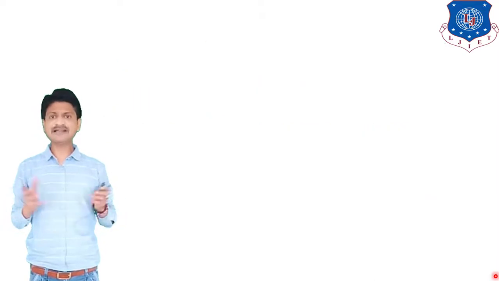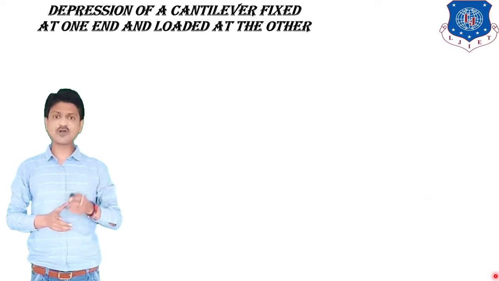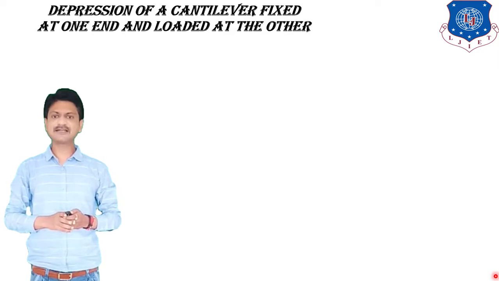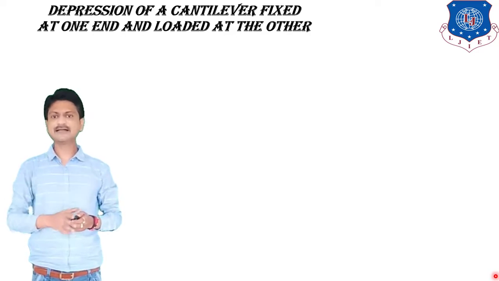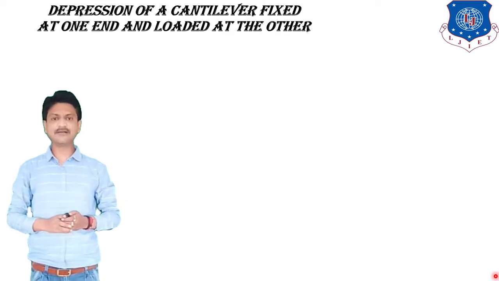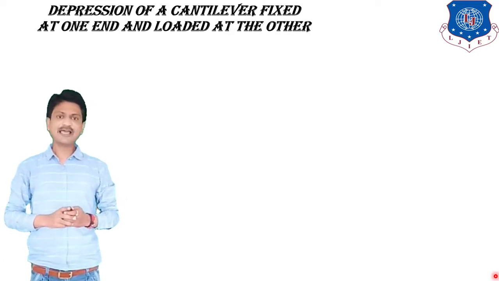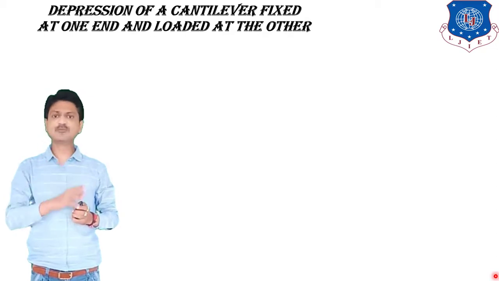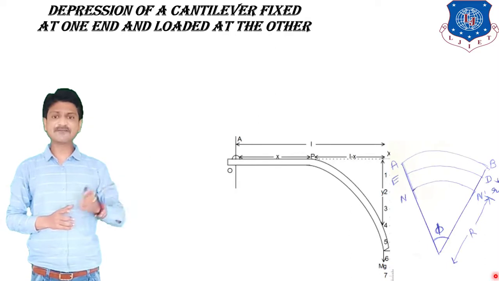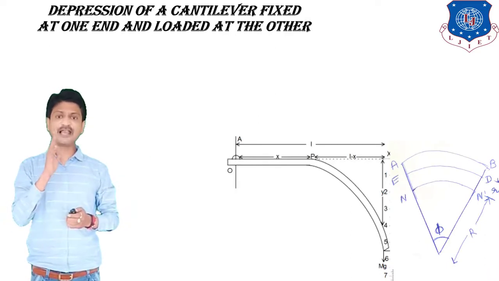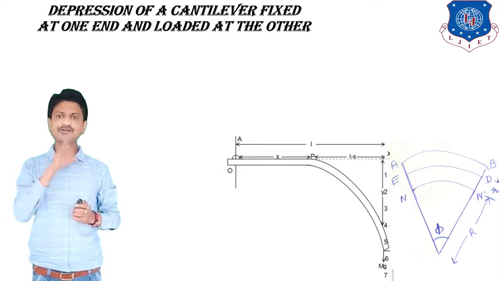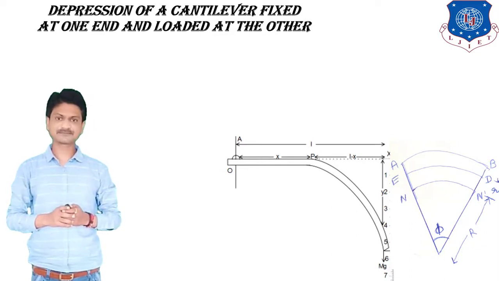Now let's start with today's topic, that is, depression of a cantilever fixed at one end and loaded at the other end. In order to find the depression of the cantilever, let us first derive an expression for the bending moment of the beam. Now you can see in the figure there is a filament ED situated at a distance r from the neutral filament NN dash.